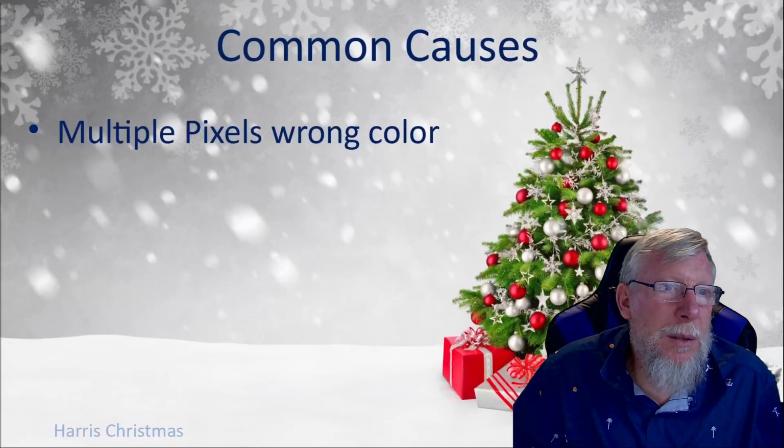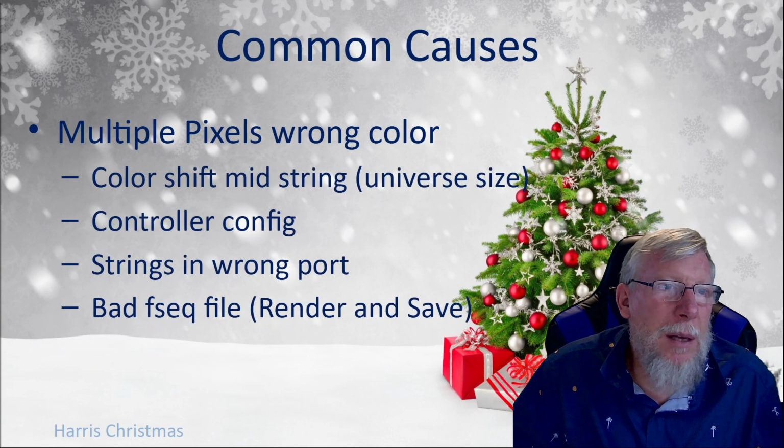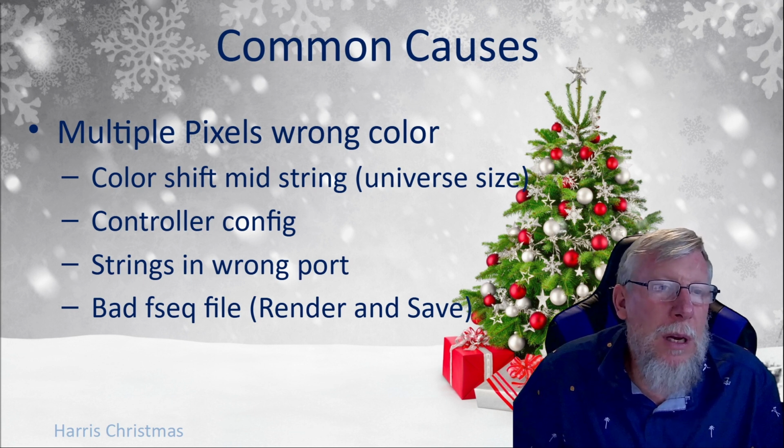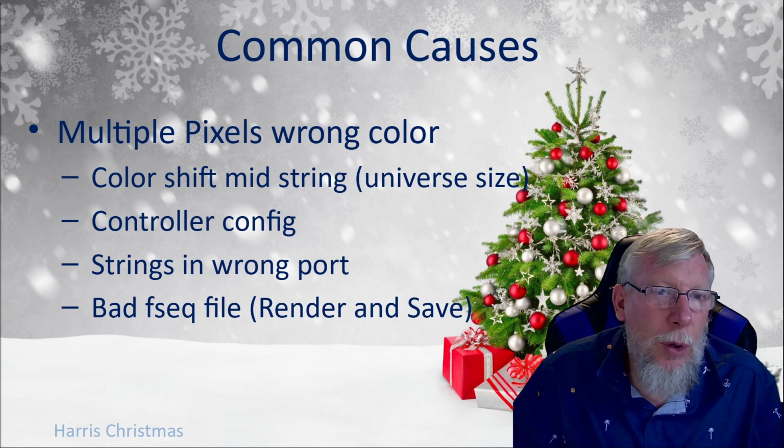So the next one is multiple pixels the wrong color. The common causes of that is if you have a color shift mid-string, that's going to be a universe size mismatch. If you're using E131 data, then you need to make sure that the universe size on the controller, the players, and everybody are all matching. They don't have to all be the same by controller, but in the player and xLights, for that controller, it has to match what that controller thinks it is.